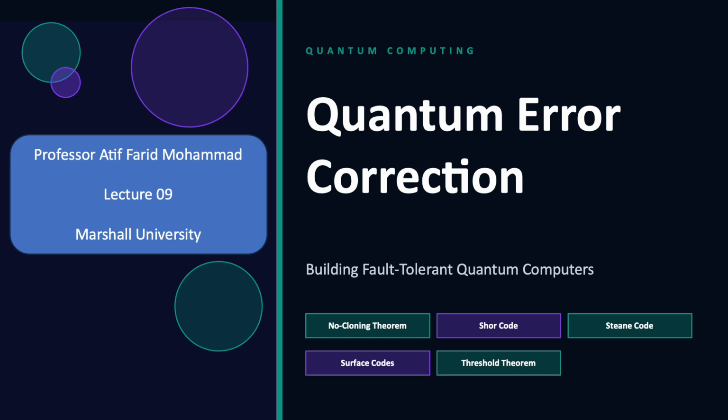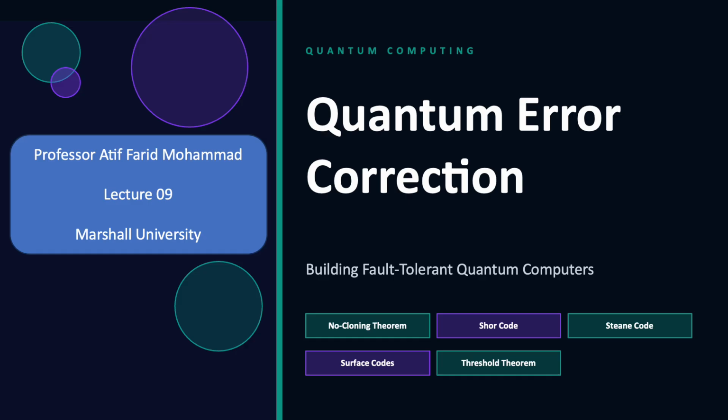This module will take you on a journey from the basic physics of why quantum systems are so fragile all the way to the sophisticated mathematical tools that engineers and physicists have invented to protect quantum information. You will encounter some of the most elegant ideas in all of computer science, ideas that show how nature's own rules, which seem to make the problem impossible, can actually be turned into a solution itself.